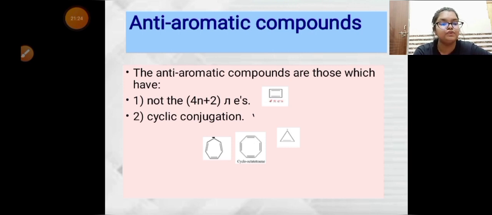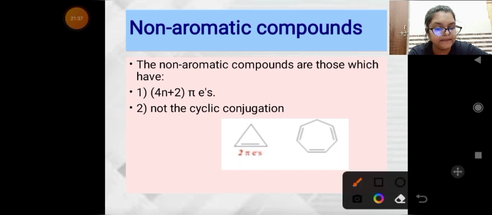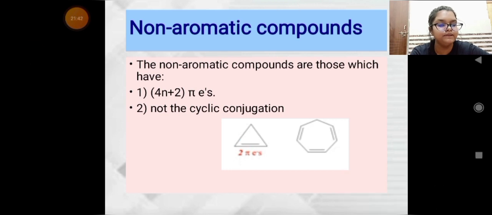The next is non-aromatic compounds. Non-aromatic compounds are those which have 4n plus 2 pi electrons but not cyclic conjugation. Here you can see that they have 2 electrons, so they follow the first condition, but not cyclic conjugation, meaning the double bonds are not in conjugation with other double bonds. You have a positive charge, negative charge, or lone pair of electrons, so the first rule is followed but the second rule is not. That's why they are non-aromatic compounds.